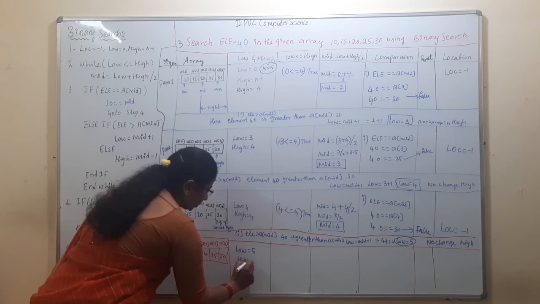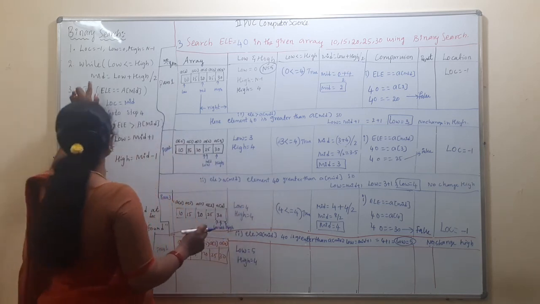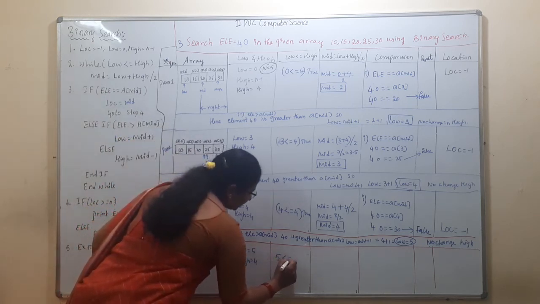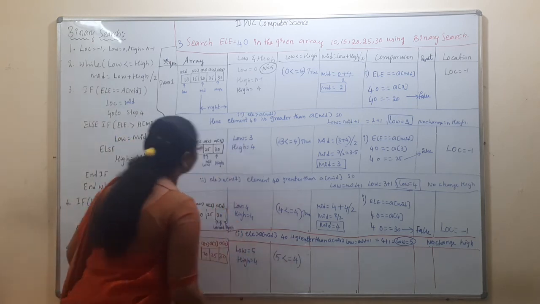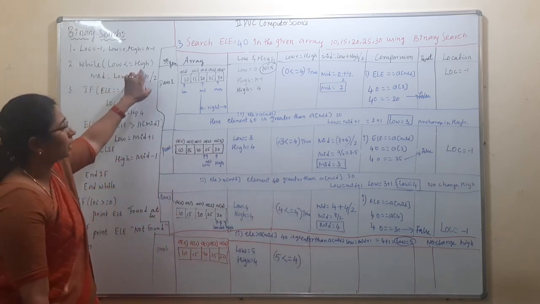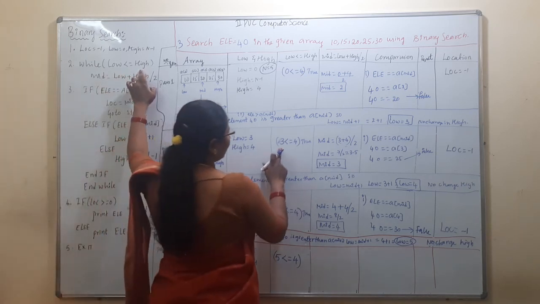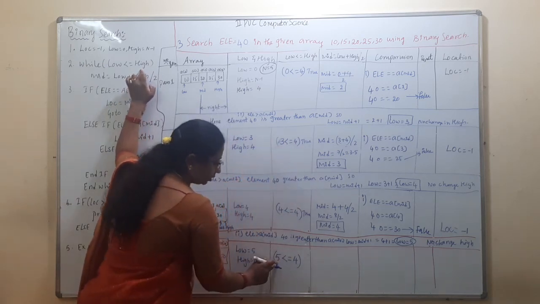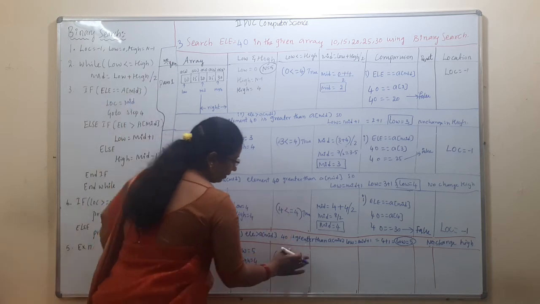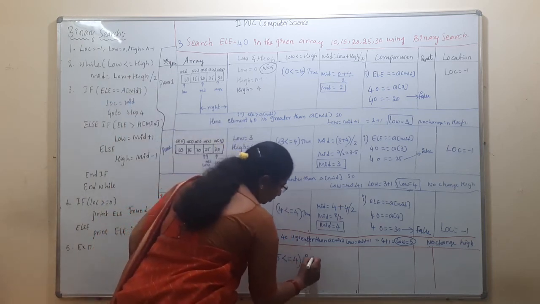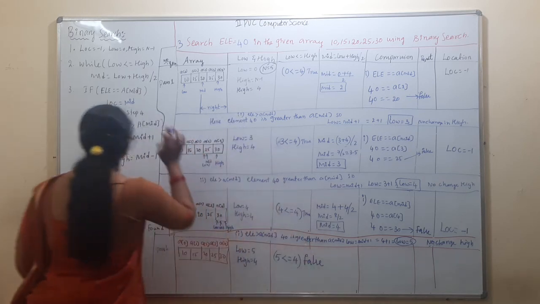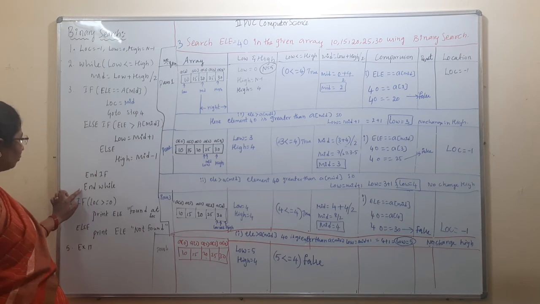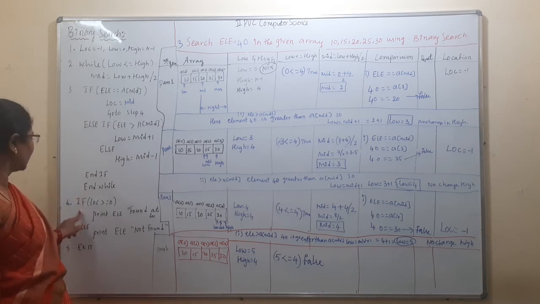High value is 4. We are going to check the while condition. Is 5 less than or equal to 4? See, every time the low value was less than the high value, but now the low value is greater than the high value. Condition becomes false. When the while itself is false, then control will move to the end of the while, to the last statement.